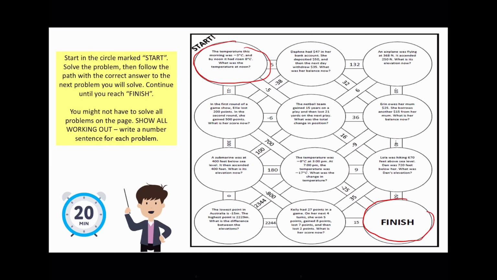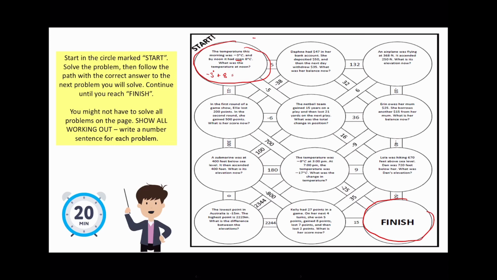The question reads: the temperature this morning was -3 degrees, and by noon, so by afternoon, it has risen, or increased, by 8 degrees Celsius. What was the temperature at noon? So at the beginning you've got -3. Make sure you try to show all working out. You've got -3 Celsius, and it has risen, meaning it has increased by 8. So this is my equation here, and all you need to do is solve this. So -3 plus 8, what would that answer become?